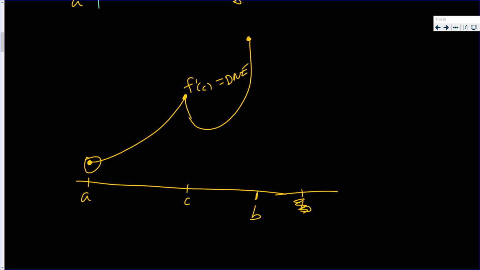So you have to check the endpoints and where the derivative is 0 or undefined. You have to check all of those. You have to find the absolute max and the absolute min. You have to check the endpoints, even if it's not defined there. You have to check the endpoints and the critical points. That is, where the derivative equals 0 or is undefined.